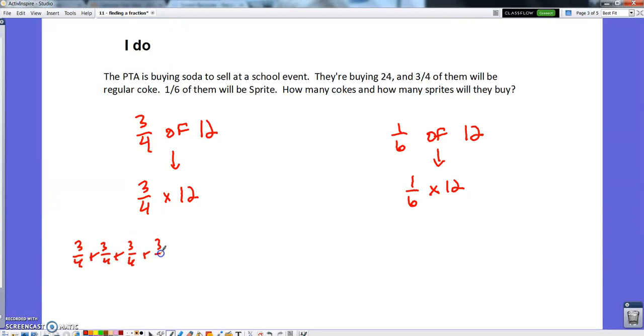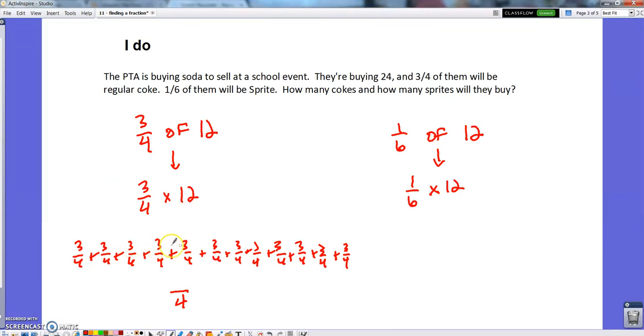Could have picked a better number than 12, huh? That's why I didn't do 24. 5, 6, 7, 8, 9, 10, 11, 12. It's a lot to add, but it's not really that hard. I know it's going to be fourths. 3, 6, 9, 12, 15, 18, 21, 24, 27, 30, 33, 36. And this is kind of a strange answer, 36/4 cokes.